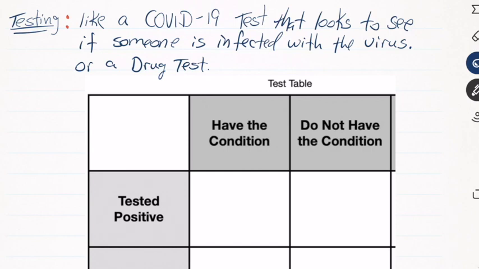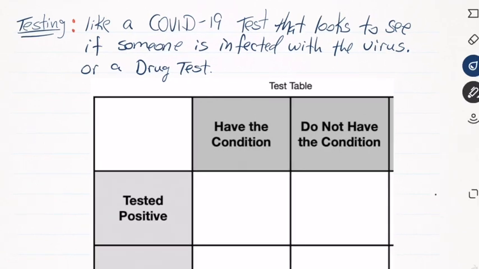All right, so one topic that we can deal with using concepts of probability and another idea called conditional probability, we're going to kind of break down what a test really does. Now, we're talking testing like a COVID-19 test that looks to see if someone is infected with a virus, a drug test to see if they've been taking drugs.